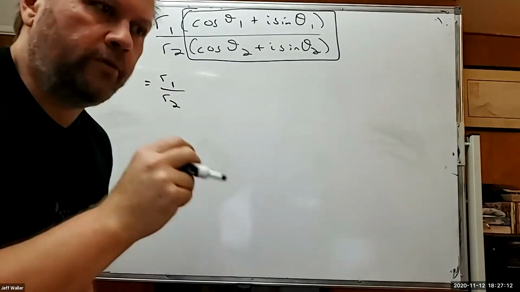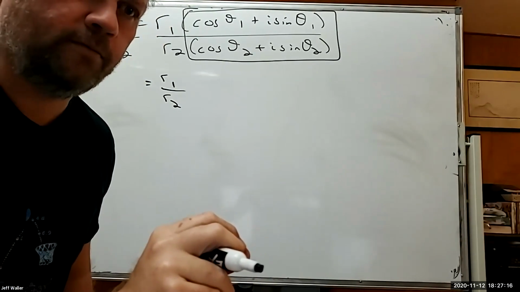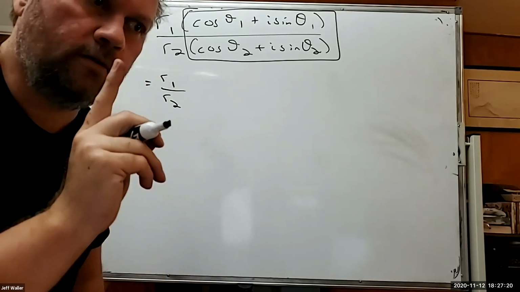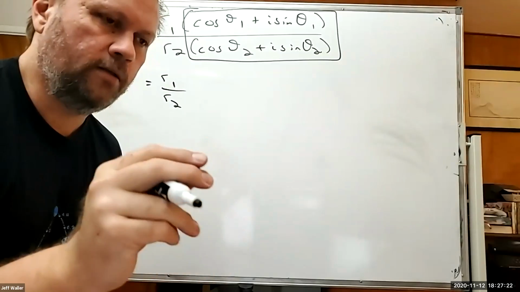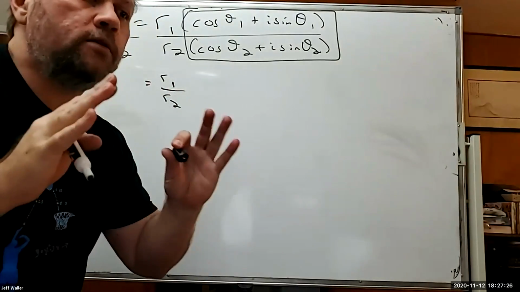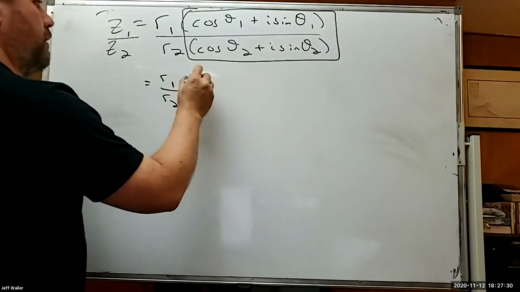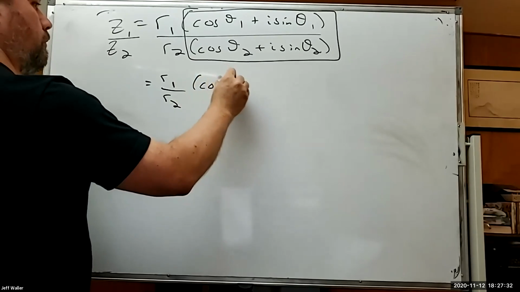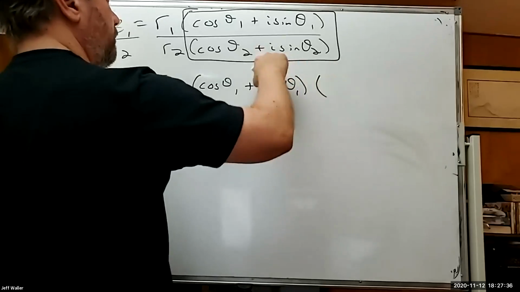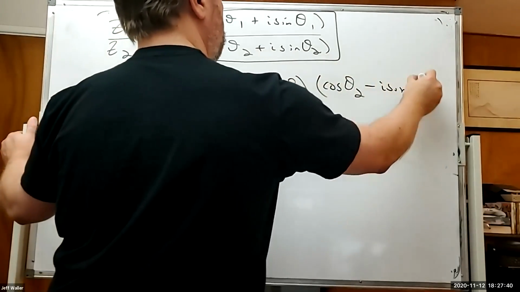By the way, what we're doing right now is we're deriving a formula, right? Don't let friends drink and derive. Bad joke. We're deriving a formula, so you're never going to have to do this yourself. I want you to know where this formula comes from. So we're going to multiply top and bottom by the conjugate of the bottom. So it's going to be cosine theta 2 minus i sine theta 2.